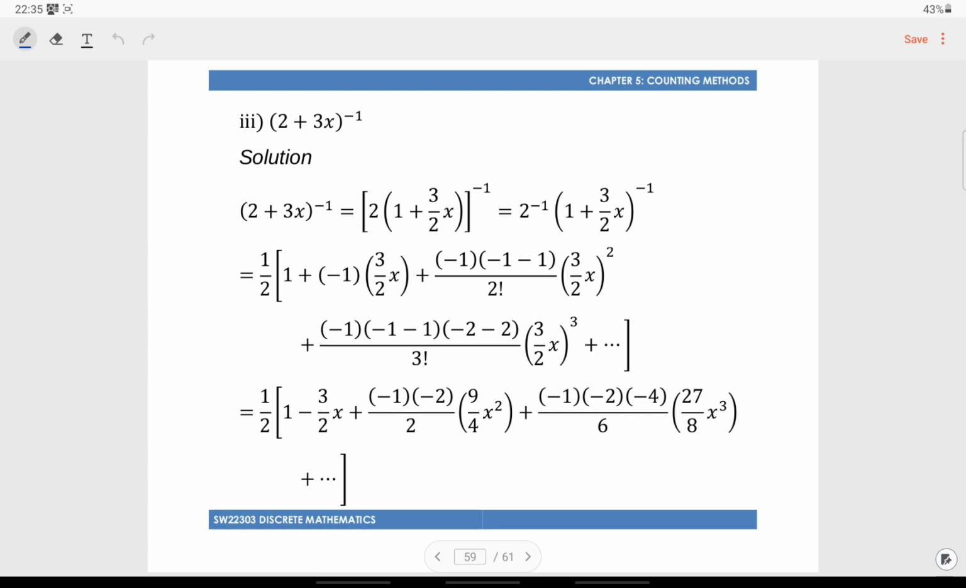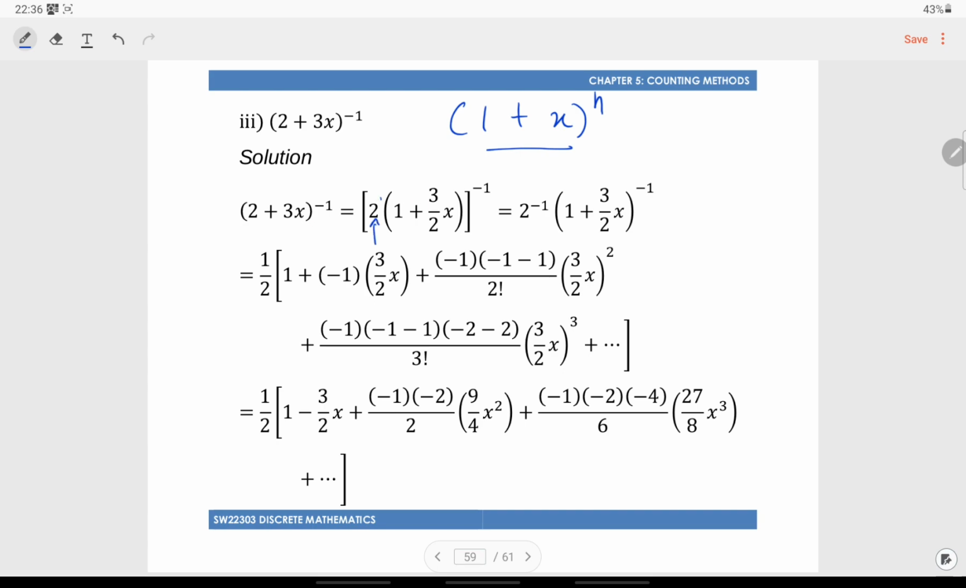Okay, next we also have a form different from the standard form. So we have 2 plus 3x. The standard form is 1 plus x to the power of n, where n is a negative or fraction value. So this time the value for n is negative. Again, we have to make sure that we come out with this standard form. So just like the previous example, we need to factorize the 2 outside the parentheses. Okay, it is located here.